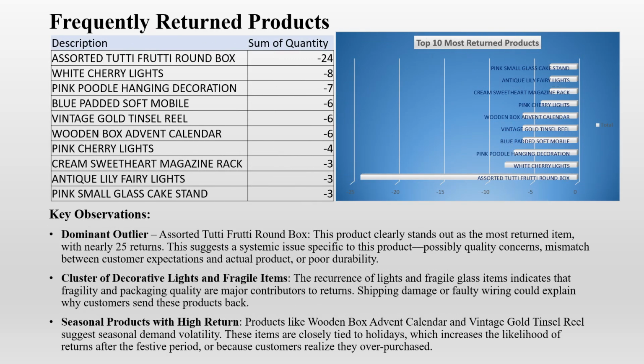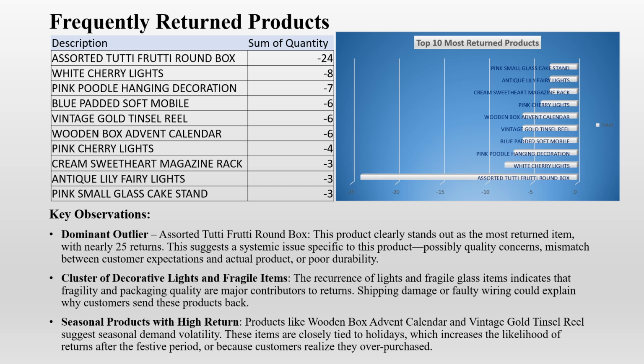Now, in our analysis for frequently returned products, we did a pivot table and a horizontal bar chart. For the pivot table, we put description as usual in the row and sum of quantity in the value, and then we sorted from smallest to largest, and then picked the top 10 frequently returned products. Now to our observation. Assorted tutti frutti round box is the dominant outlier.